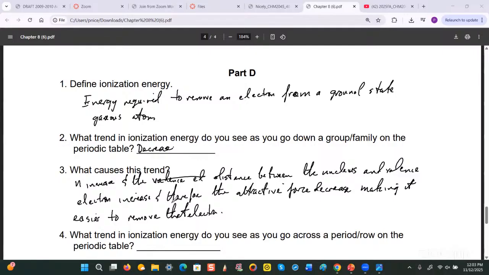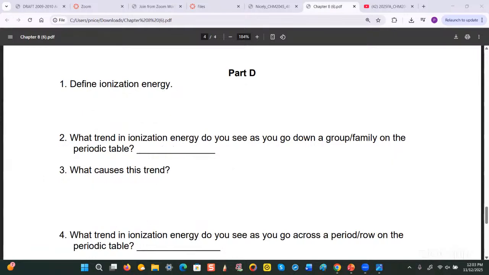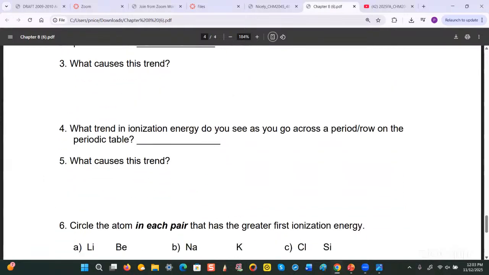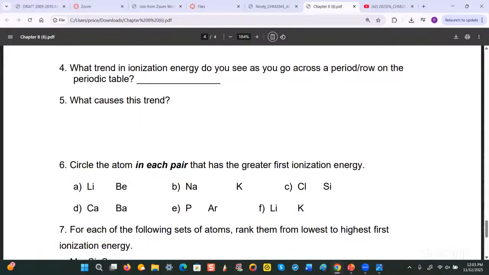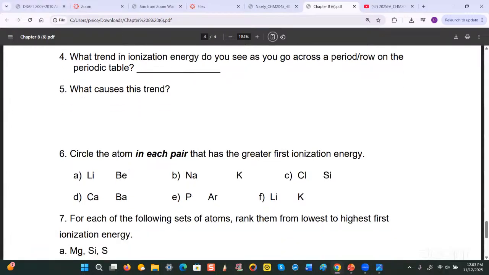All right? Okay, let me clear this and move on to question number 4, which says, what trend in ionization energy do you see as you go across a period? And the answer is what? It increases from left to right. Exactly. So it increases as you go from left to right. All right? And the question now is, what causes that trend? So what is happening as you go from left to right, one element to the next, across that period?